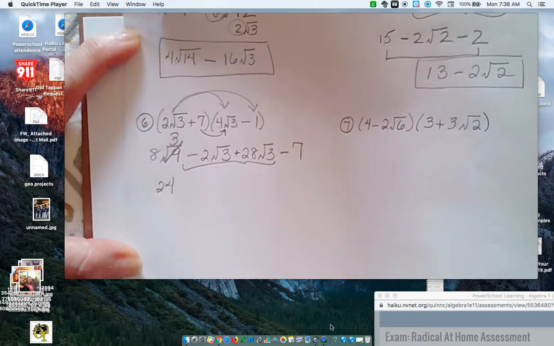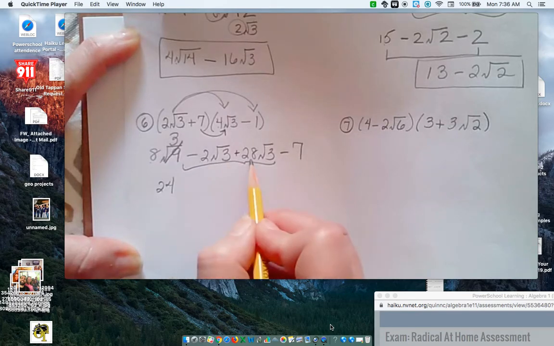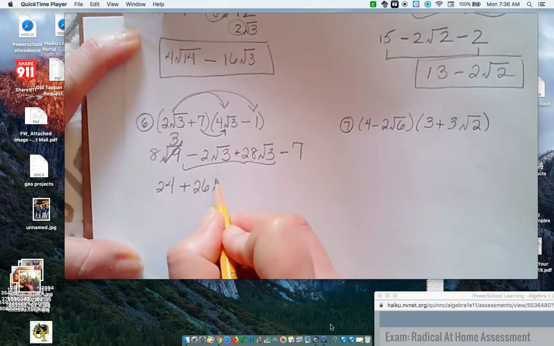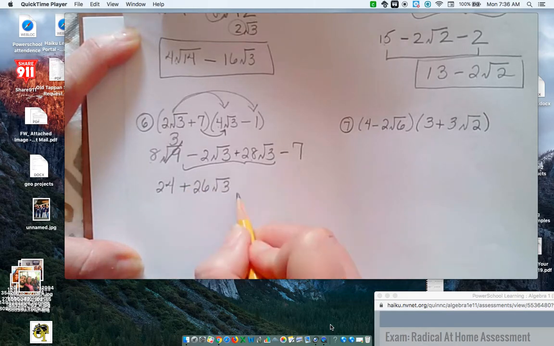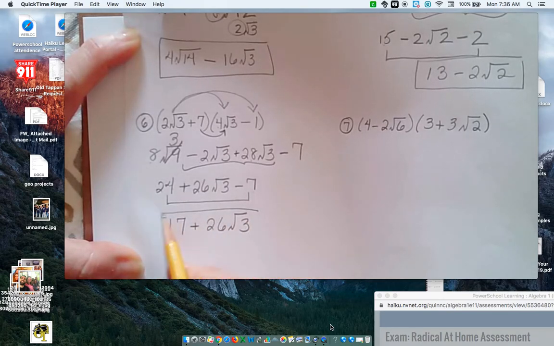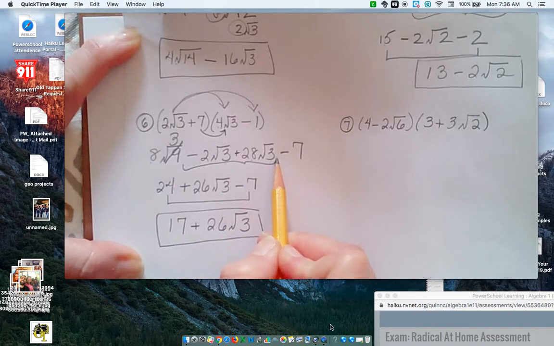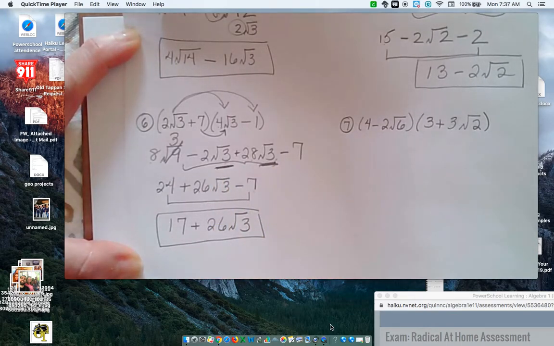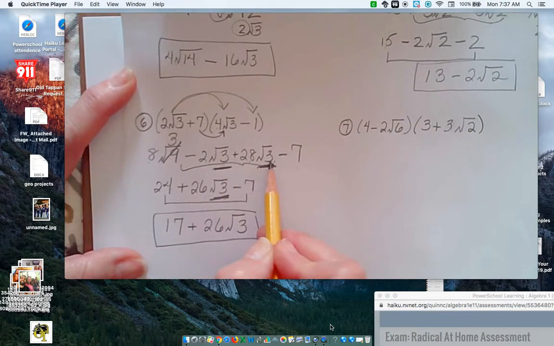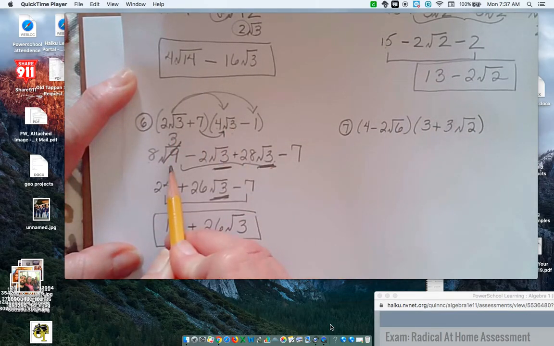These guys in here are like terms. Negative 2 and positive 28. So that's going to be positive 26 radical 3 minus 7. These guys are like terms. So 24 minus 7, that looks like it's going to be 17 plus 26 radical 3. And again, remember when you add like terms, or you see they are like radicals, your answer is a like radical. That's it. The only time the inside radical number changes is when you multiply.